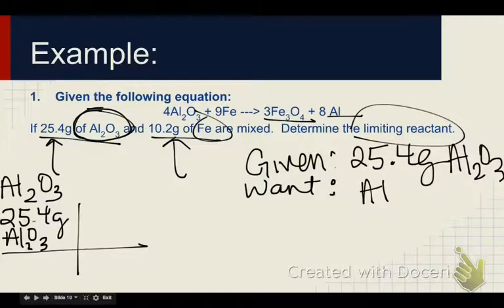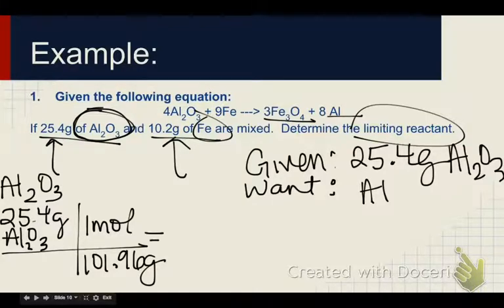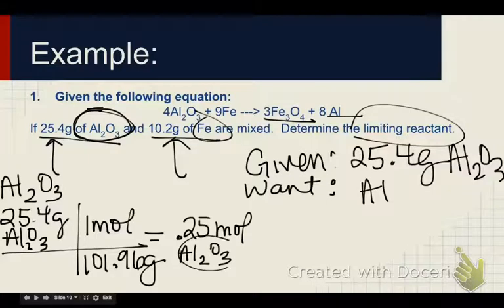Okay, so because I want to know moles, the per mole is going to go up here, and the 101.96 grams is going to go down here. Okay, now remember, this is just a translation. I'm not changing compounds yet. So it's going to be 0.25 moles of Al2O3. Notice how it's still the same compound as what I started with. It's not until step 2 that you actually change compounds, okay?